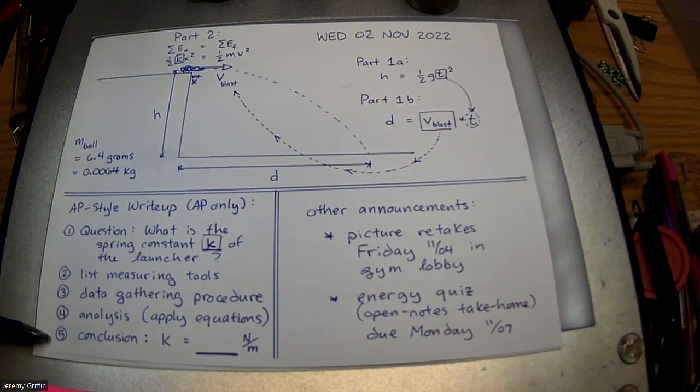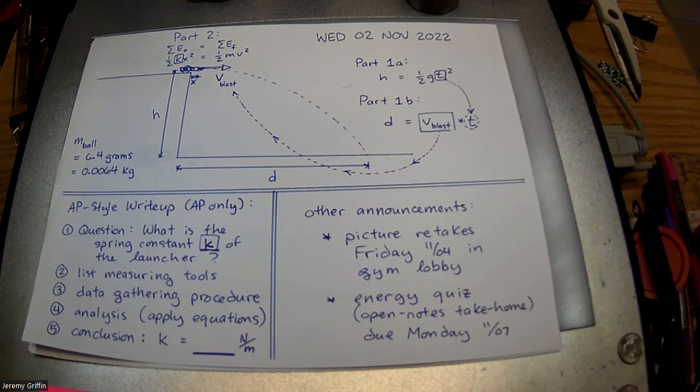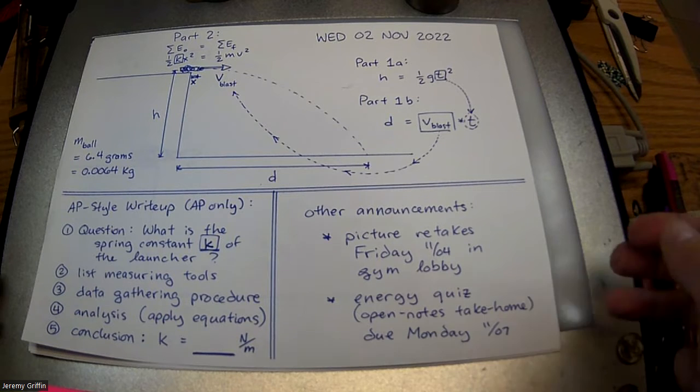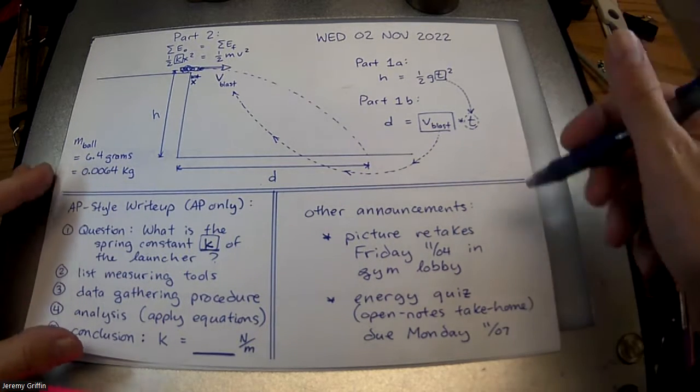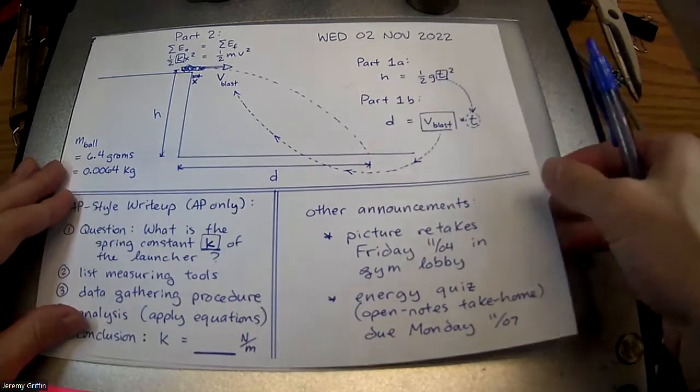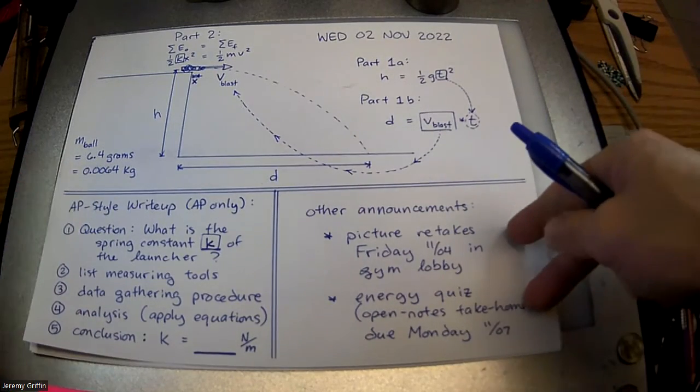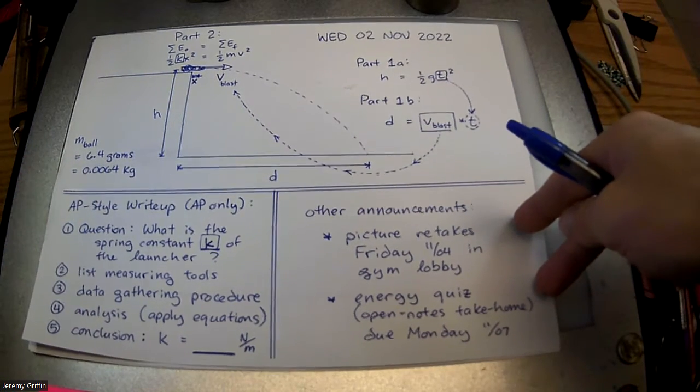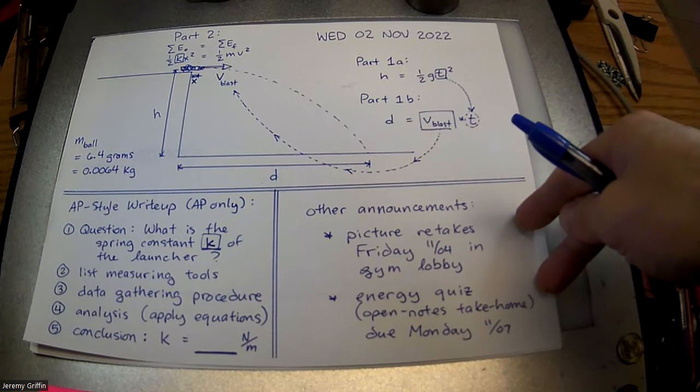And then the conclusion is going to answer your question. The question, of course, is what is the spring constant of the launcher? We're doing this particular method. Okay. So you guys wrap your mind around what we've got so far. Okay. So I'm going to come back to this page. Let me mention these other things before I get too far in the lab here.